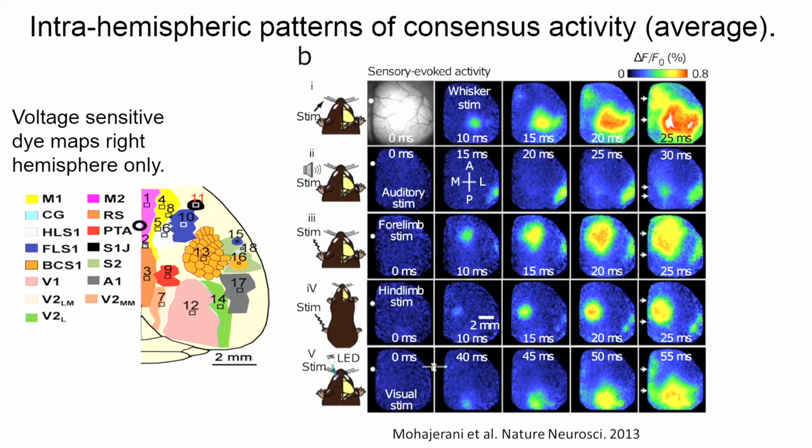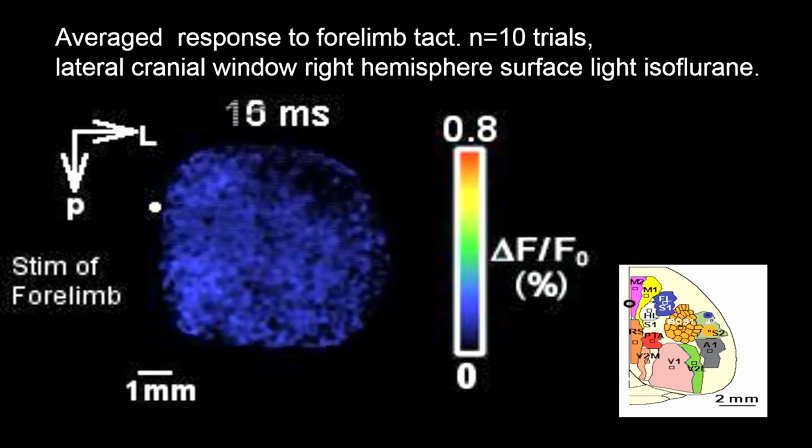And if you stimulate the hind limb, you get two little islands of activity in S2. I have no idea why, but they typically show up. And here's a visual stimulus. You can see the response spreads. This is a flash stimulus. And then you can see some activation in the cingulate cortex along the midline. So some higher transfer of visual information.